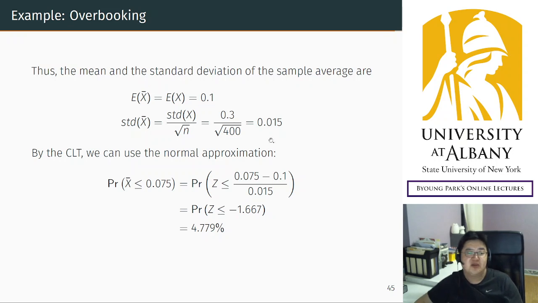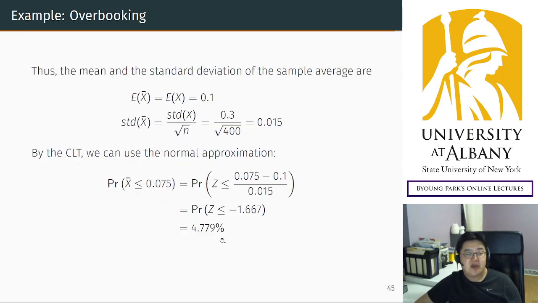Apply the central limit theorem. That means we are going to standardize this guy into this form. So x becomes the standard normal distribution, and the right hand side is standardized in the same way: subtract the mean, divide by the standard deviation. The right hand side is minus 1.666666, which I rounded at this point. Then the result is 4.779%. This is an approximation.